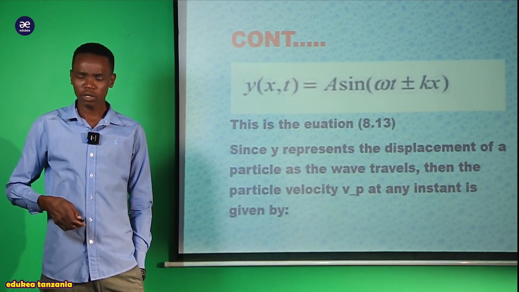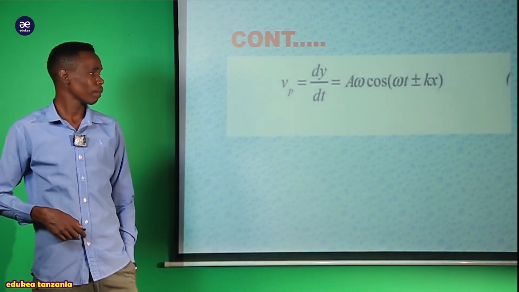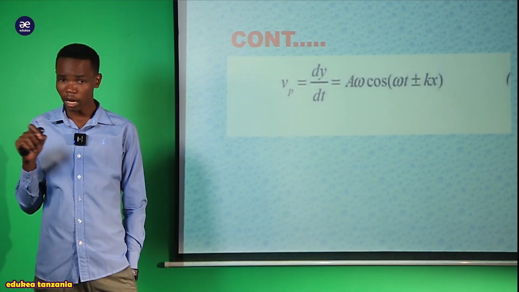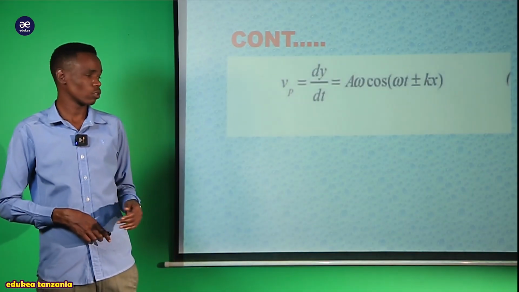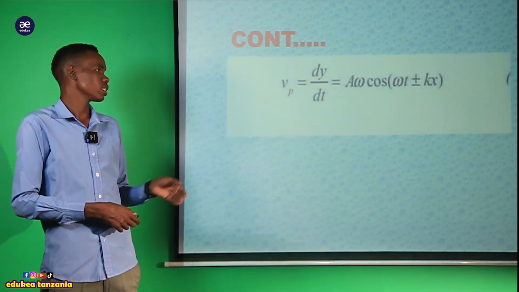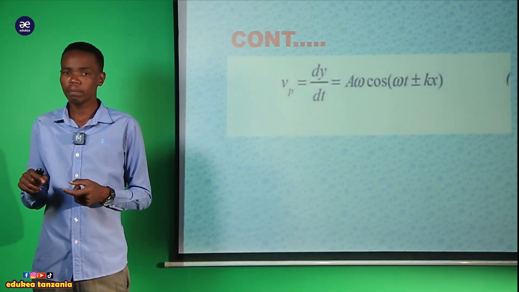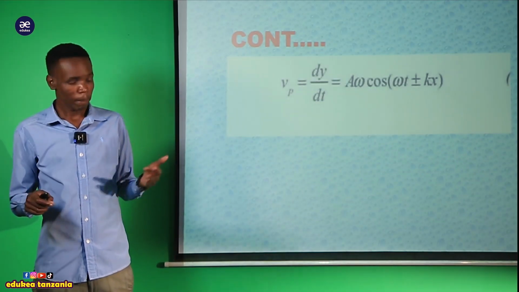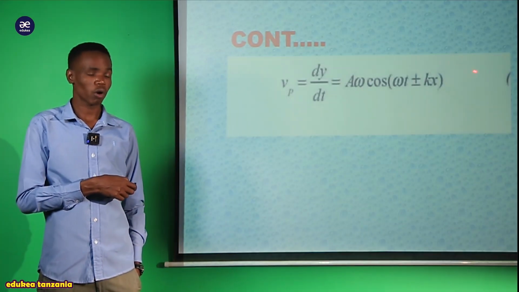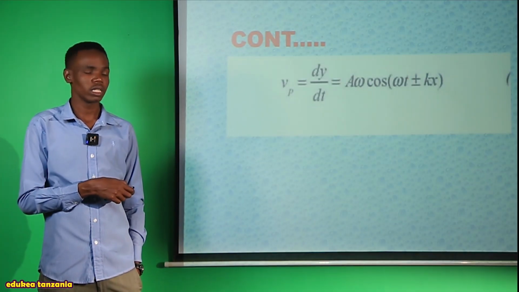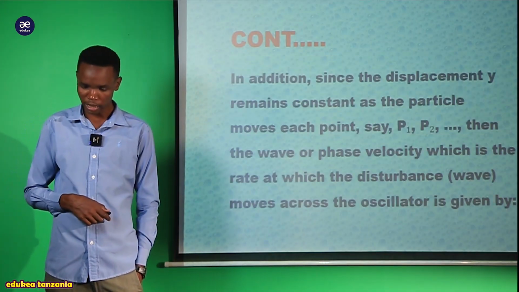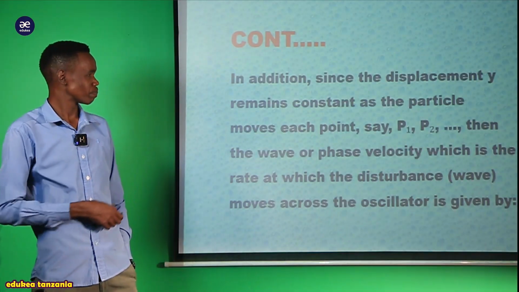So sasa hapa ndo tunaweza tukapata formula ya ile velocity kwa kudifferentiate ile equation yetu. Kwa tutachukua hii equation tutaidifferentiate, mwisho wa siku tutapata kumbe vp velocity along to the point p might be equal to aw cos bracket wt plus or minus at the kx as we have been told here.